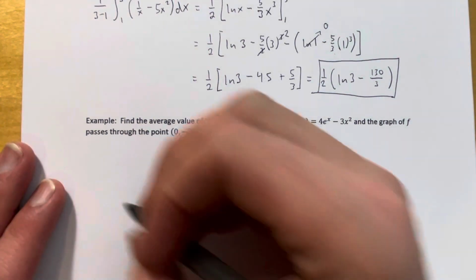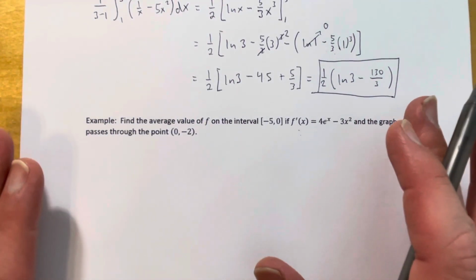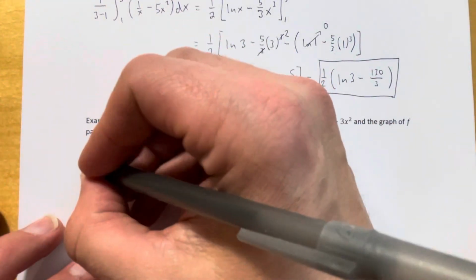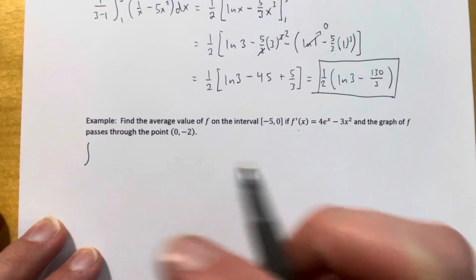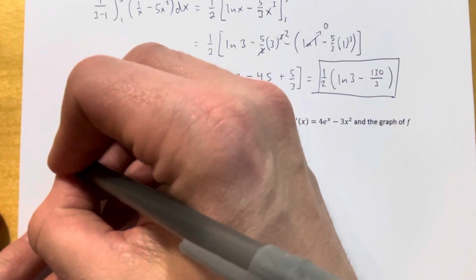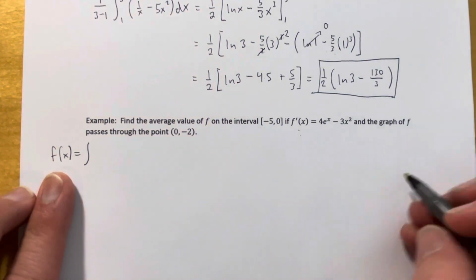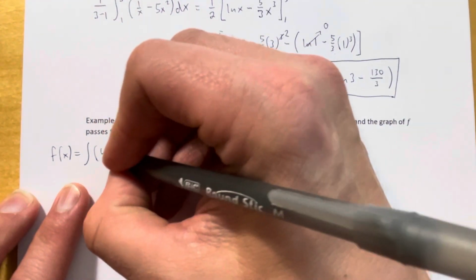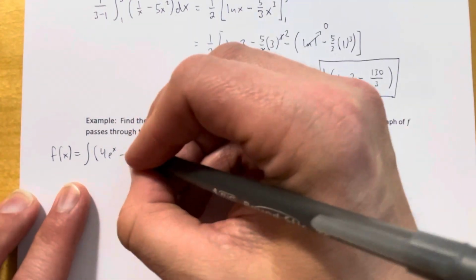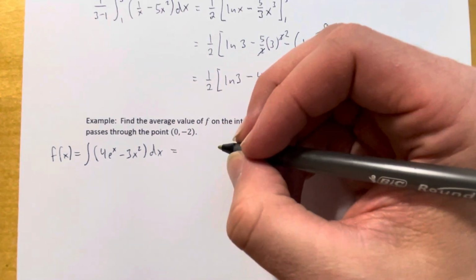So what I'm going to do is I'm going to find an antiderivative. This is not a definite integral that we're doing. It's an indefinite integral. I want the antiderivative of f prime of x, because that would give me a candidate for f of x. Okay, I'm going to take the antiderivative of f prime. So that's 4e to the x minus 3x squared dx. This is an easy antiderivative to find.